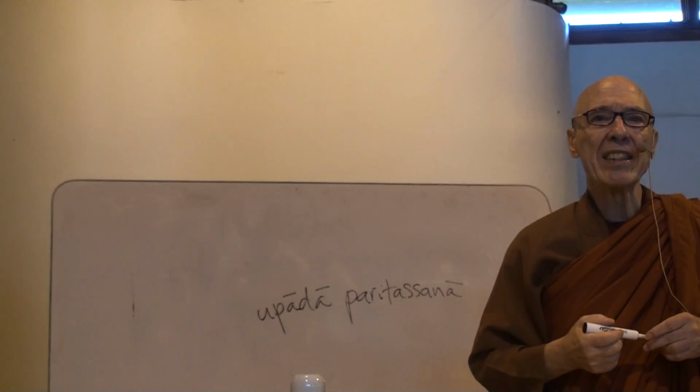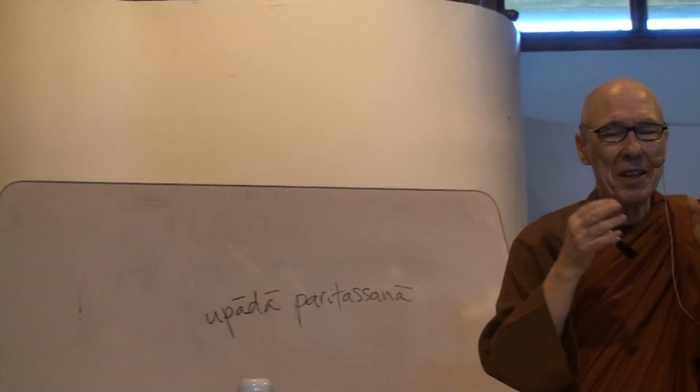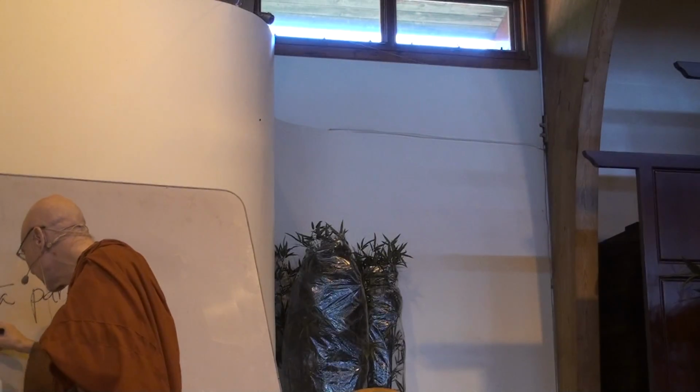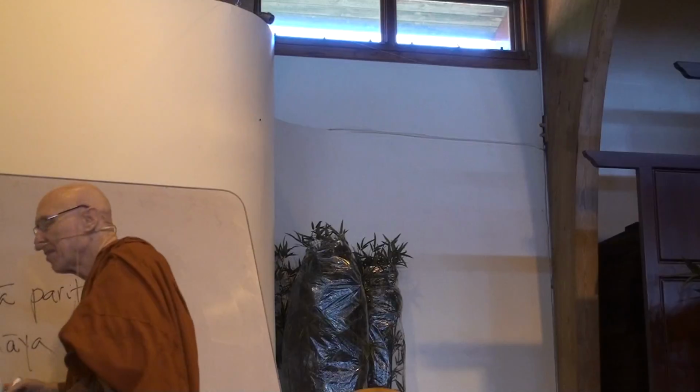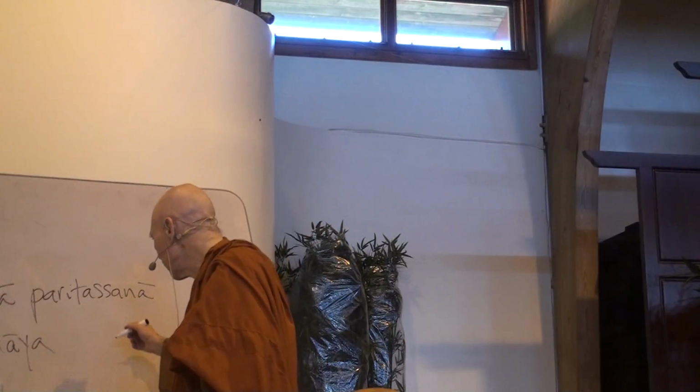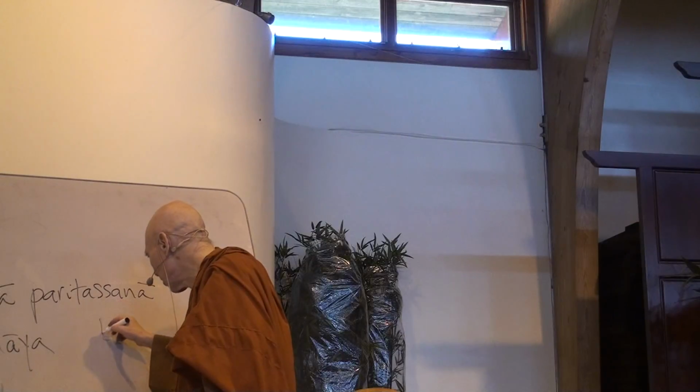Okay, the word upada, this is a shortened form of the gerund or absolutive. You know what those words mean? Okay, it means it's the form of having done something. So upada is a shortened form of upadaya, which is having clung. There is paritasana. The word paritasana is an interesting word in that it can be based on two different Sanskrit words or Sanskrit roots.